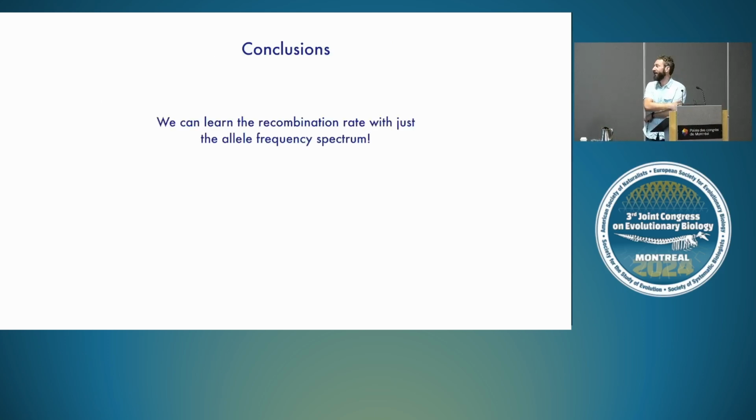Okay, so in conclusion, we can learn the recombination rate with just the allele frequency spectrum, and it's because we can consider all of these marginal trees as our samples. If you really want to do this in pool-seq data, it's worth it. Relearn is extremely accurate. You should just use Relearn. But I was interested in why it worked.